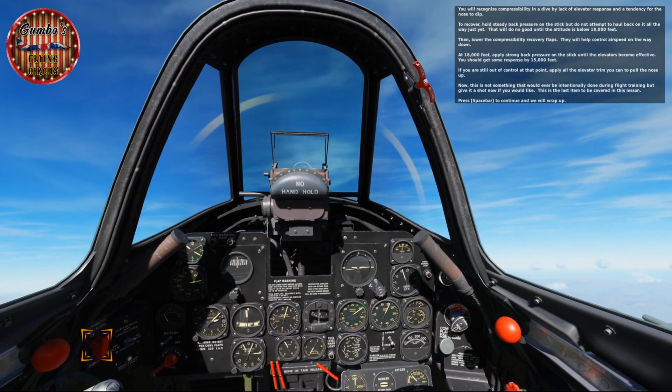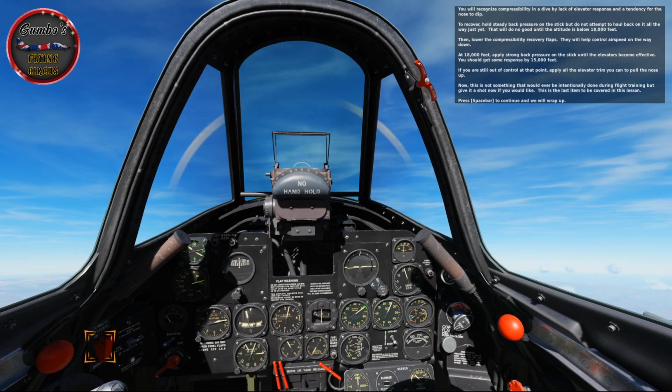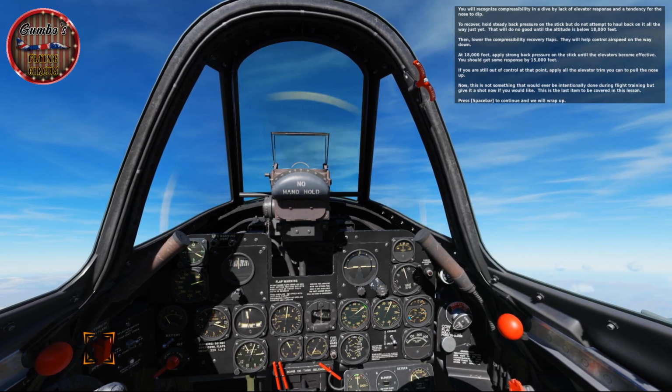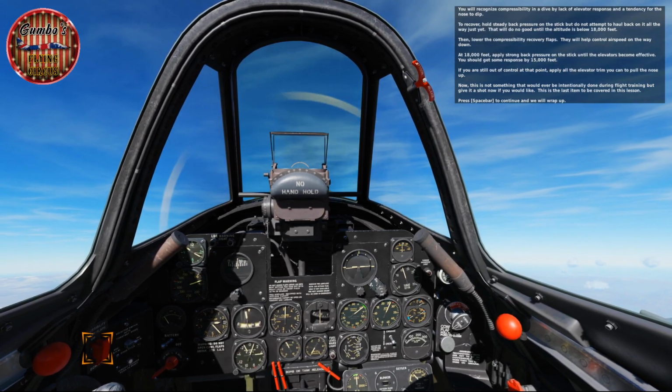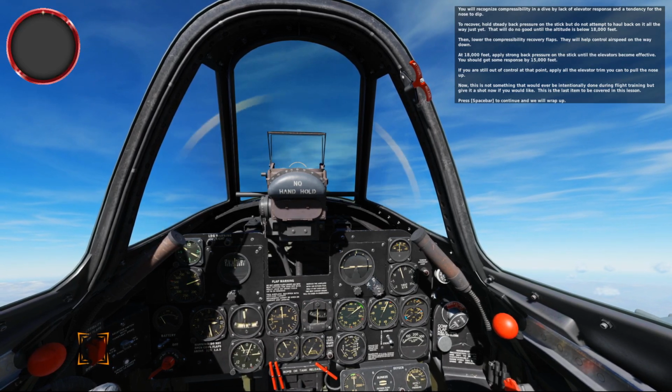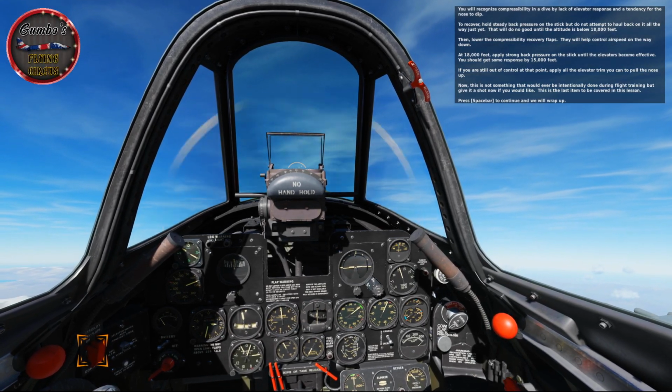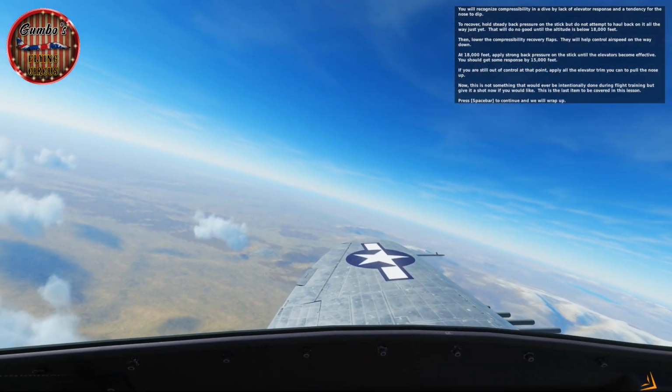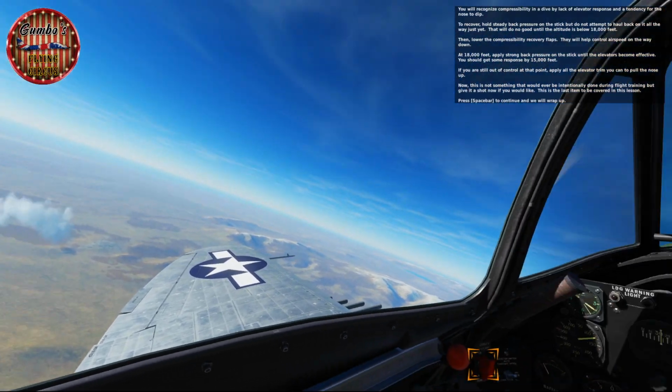If you're still out of control at that point, apply all the elevator trim you can to pull the nose up. Now, this is not something that would ever be done intentionally during flight training, but give it a shot now if you would like. This is the last item that's going to be covered in this lesson. Press spacebar to continue and we'll wrap up.